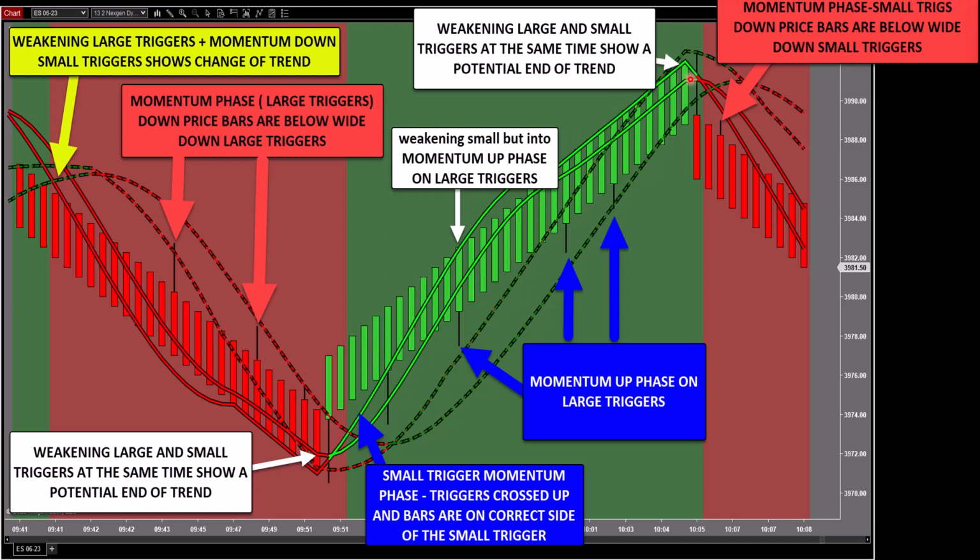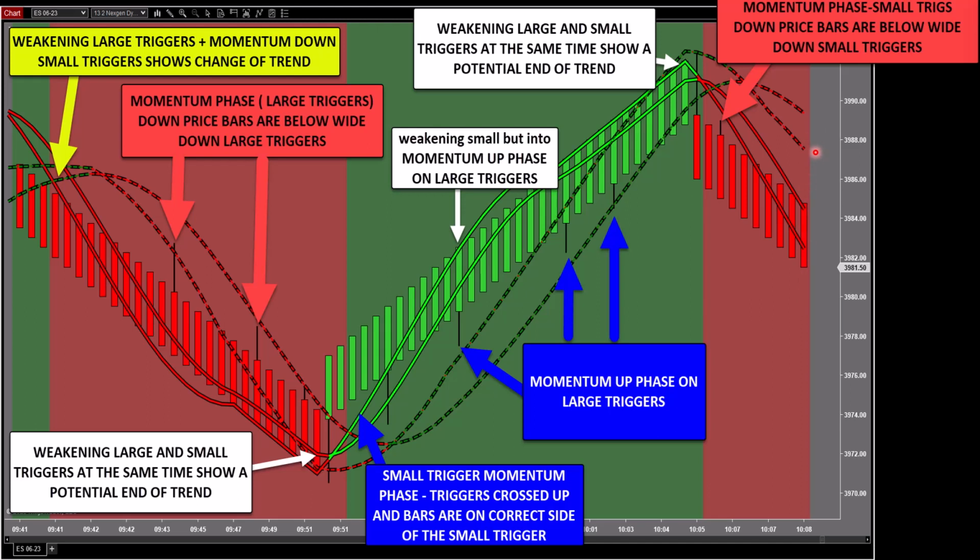And obviously, as the market weakens, you'll start to see the small triggers roll over, which puts us into a momentum phase down on the small triggers, which will usually make the market go down, and eventually we get into a momentum phase on the large triggers.